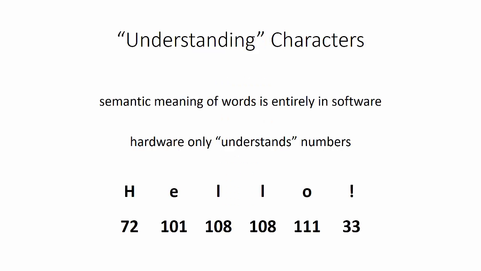So now that we have a numbering system to go between letters and numbers, a question arises: does a computer really understand what a character is, or what a number is, or what a word or a sentence is?